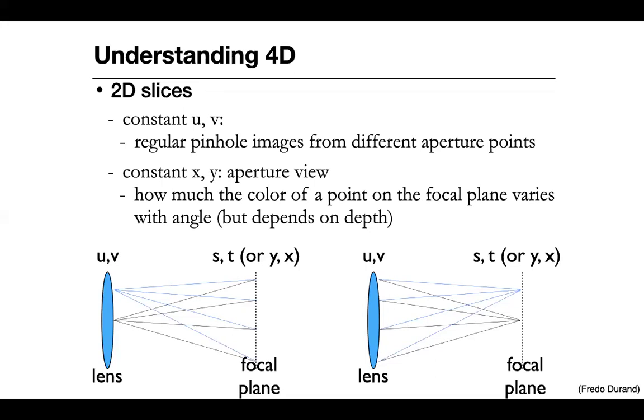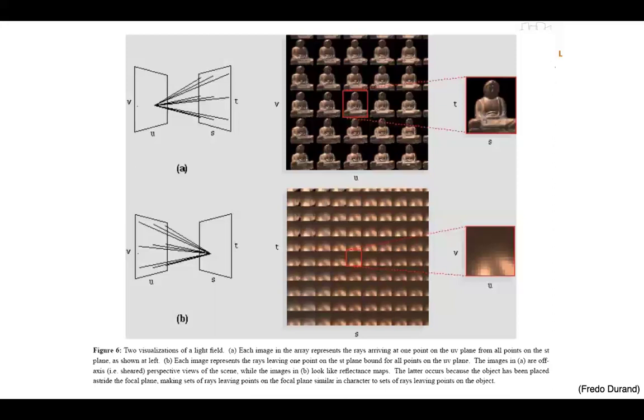This takes into account the variation of the focal plane that depends on angle, right? And so here's a visualization that's easy to understand. If we consider the UV plane, each point in the UV plane describes an image, because we keep UV fixed and vary S and T. And so we have basically an image from a regular camera.